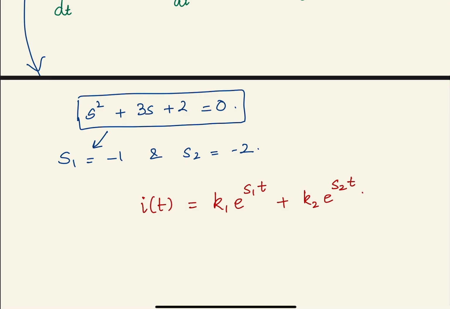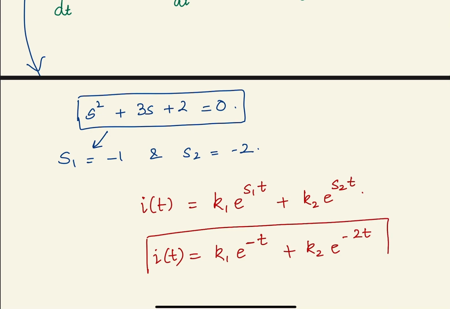Okay, so let's put in these values. So we are left with k1 e to the power minus t plus k2 e to the power minus 2t. This is I of t. So this is the general solution of this particular differential equation.